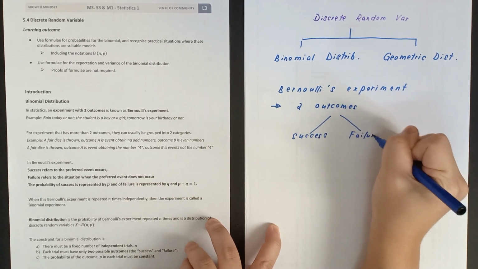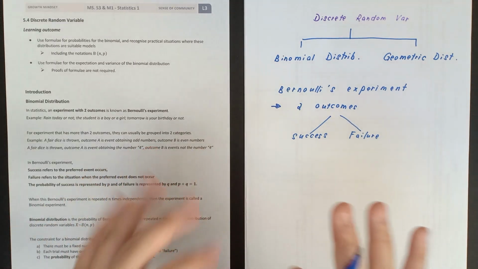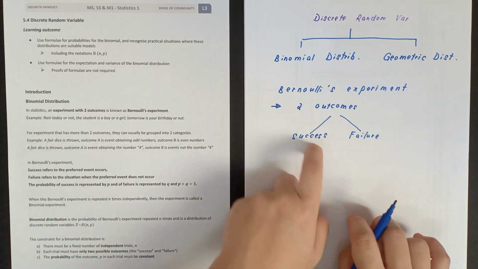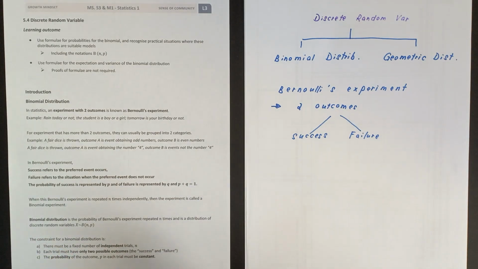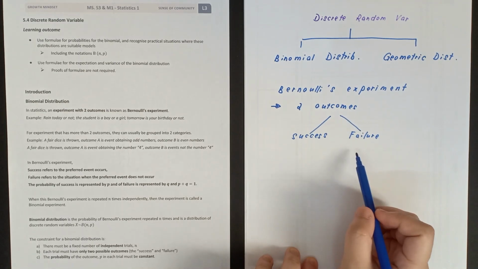Okay, what does success mean? Success is basically an event that you prefer to happen. I want to state this very clearly: there is no negative or positive when we talk about success and failure.